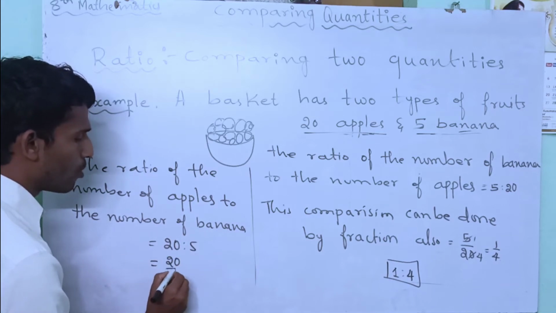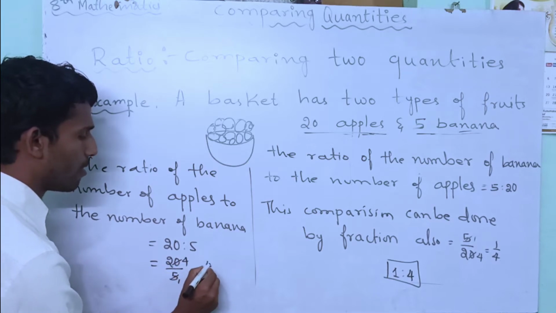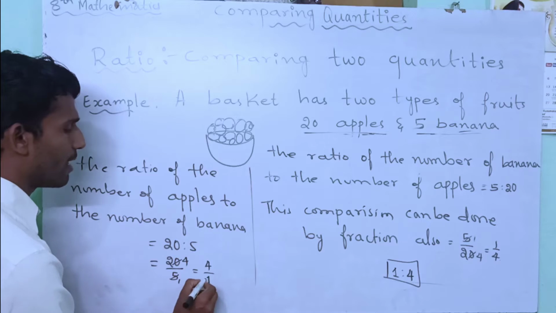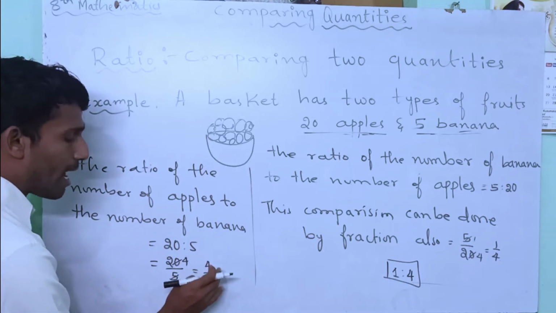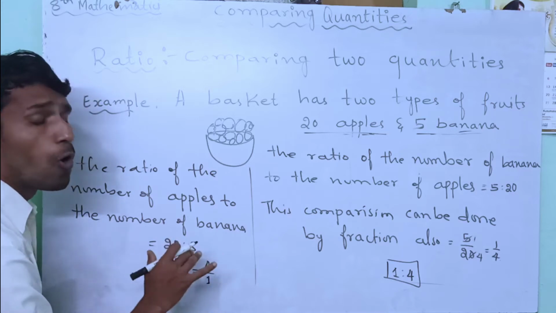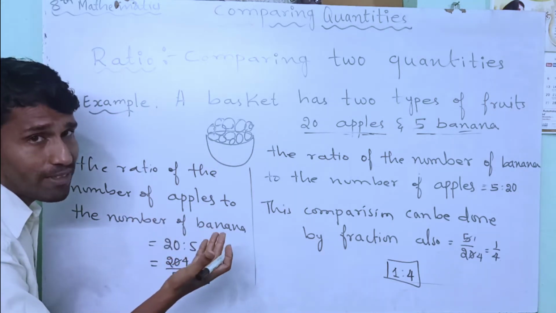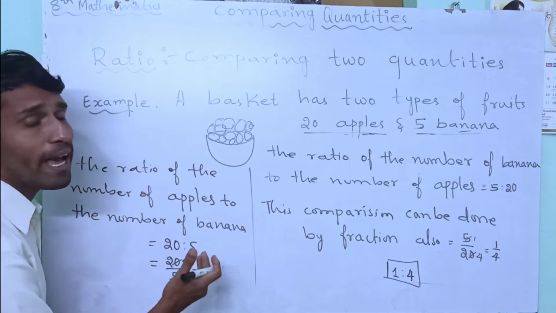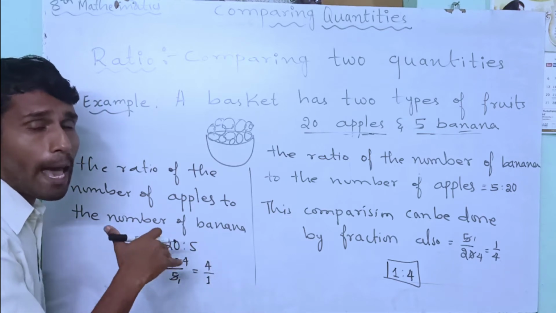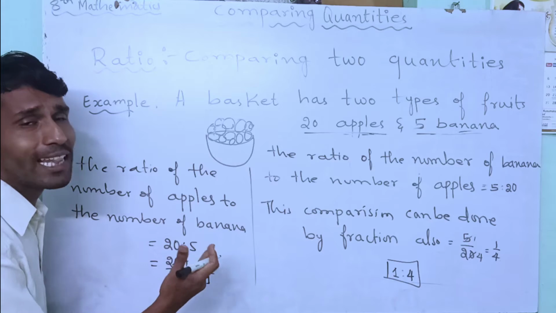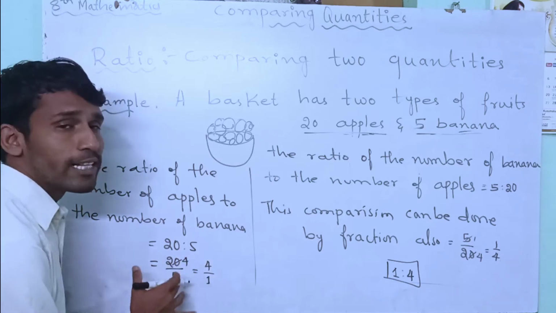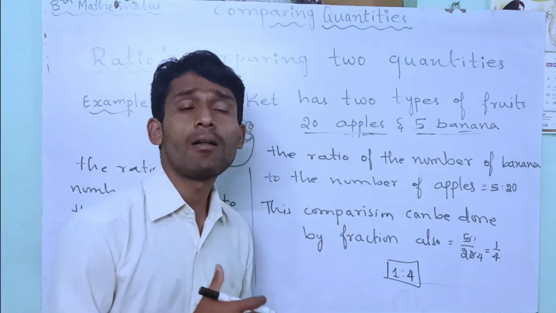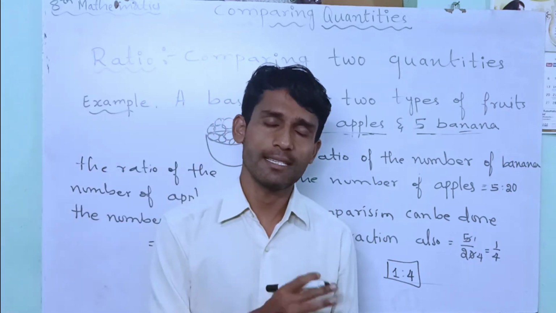This is 20 by 5. 5 ones are 5, 5 fours are 20, so we get 4 by 1. This is in the form of a fraction. 4 by 1 means the number of apples is 4 times the number of bananas. So 4 by 1. This comparison can also be done by using percentages.